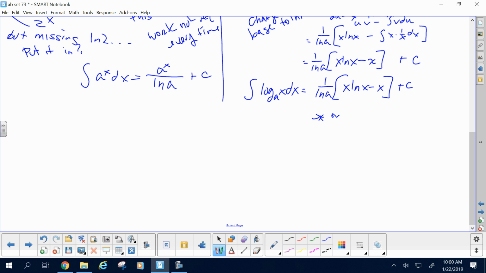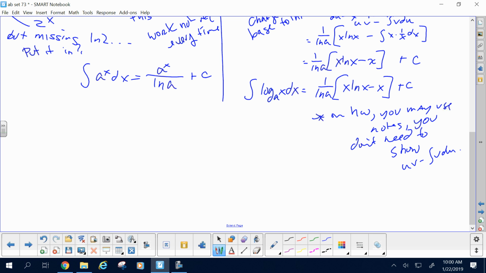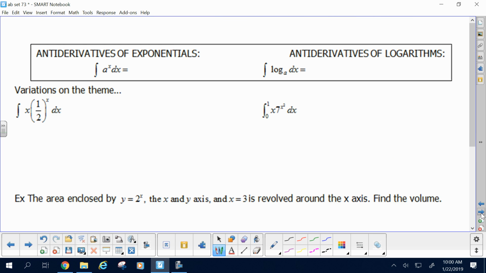On the homework, you may use these notes. You do not have to show ultraviolet Voodoo. I show it to you in case you get stuck and can't remember it. You can develop it yourself. Okay, understood? So we have those complete, yes?